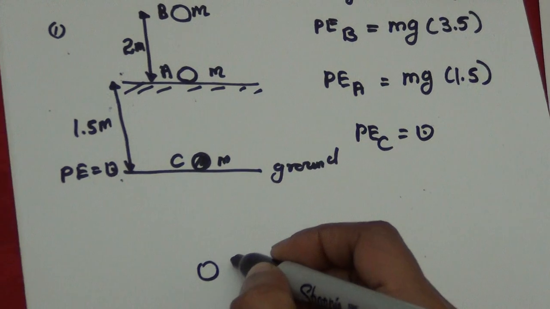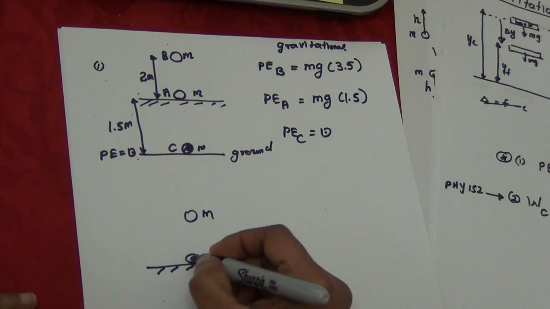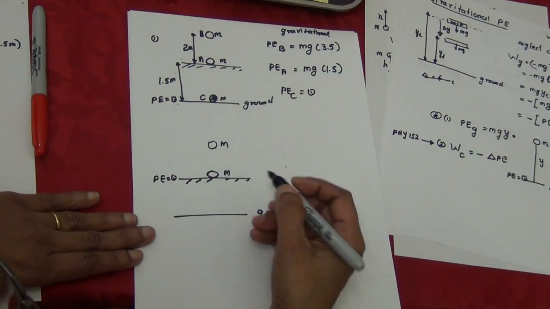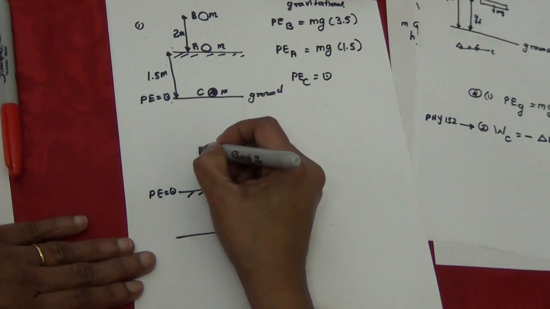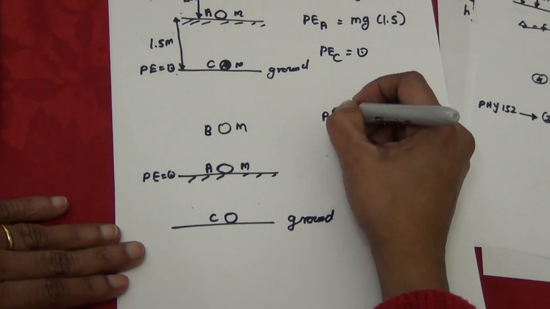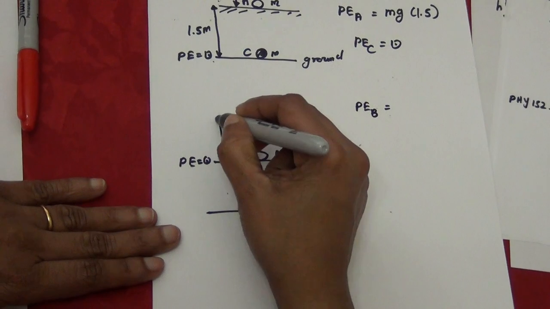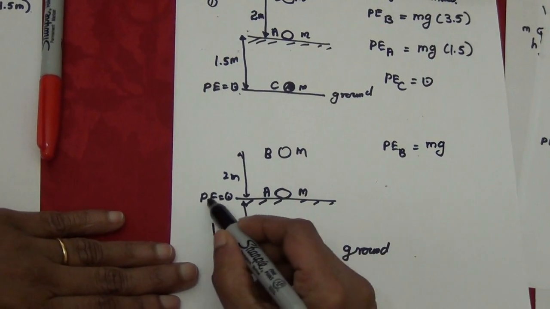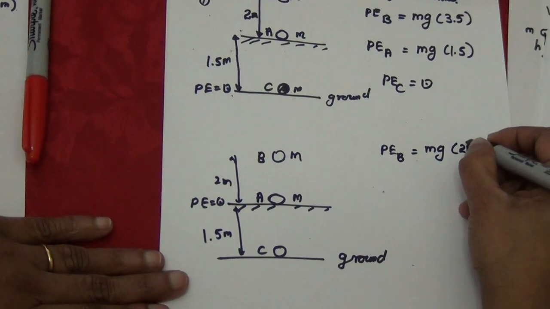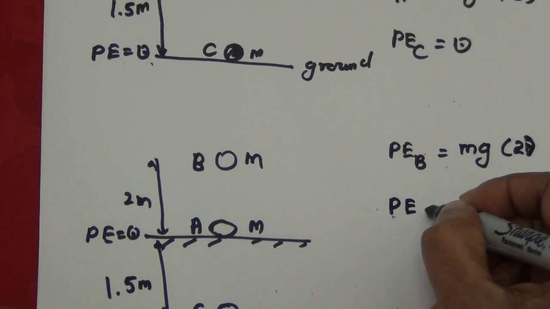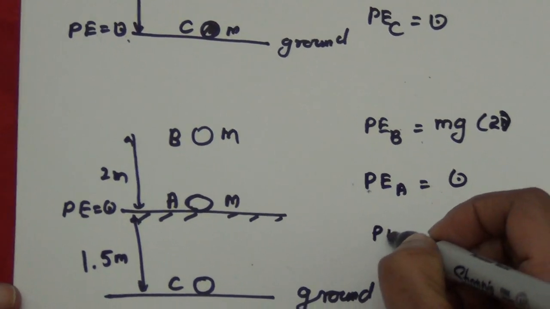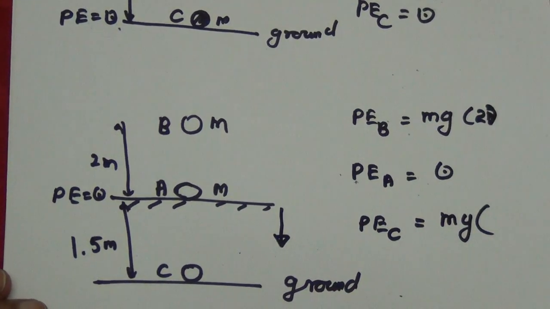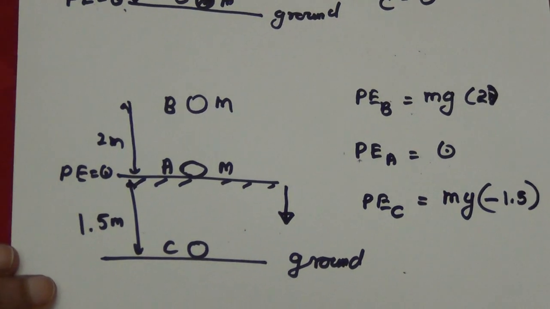Now the same situation, but I'm going to take my zero potential level as the table. So you can take any level as your zero potential level, right? So now the potential energy of B, gravitational potential energy, so this is 2 meters, this is 1.5 meters. So from my zero it is 2 meters upward, so mg2. Potential energy of A, it is at the zero level. So let's come to potential energy of C. So mg, okay, now from the zero potential energy level, it is in the negative direction. So I have to put negative 1.5, right?